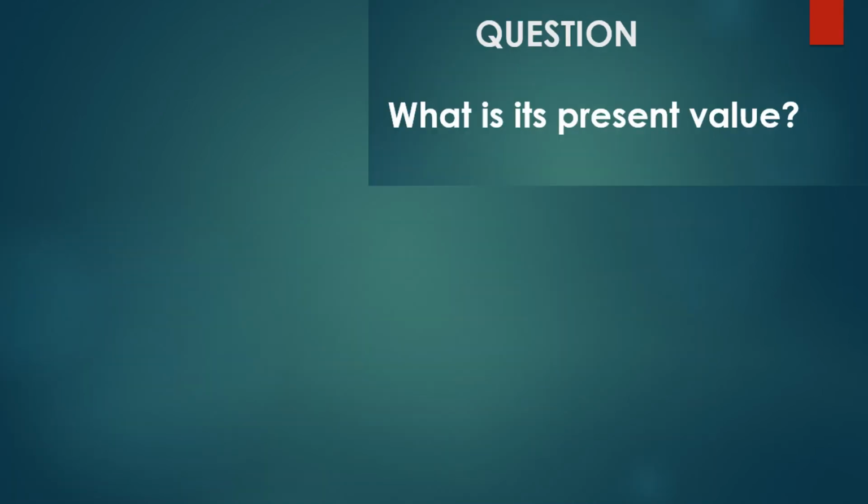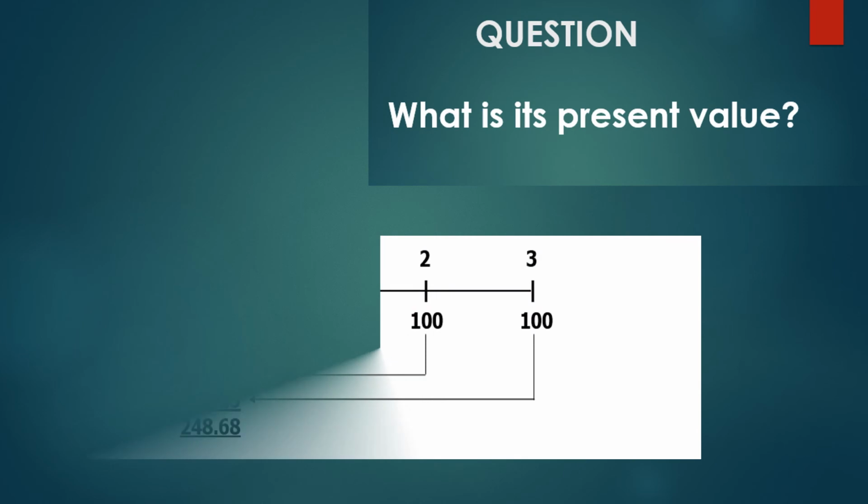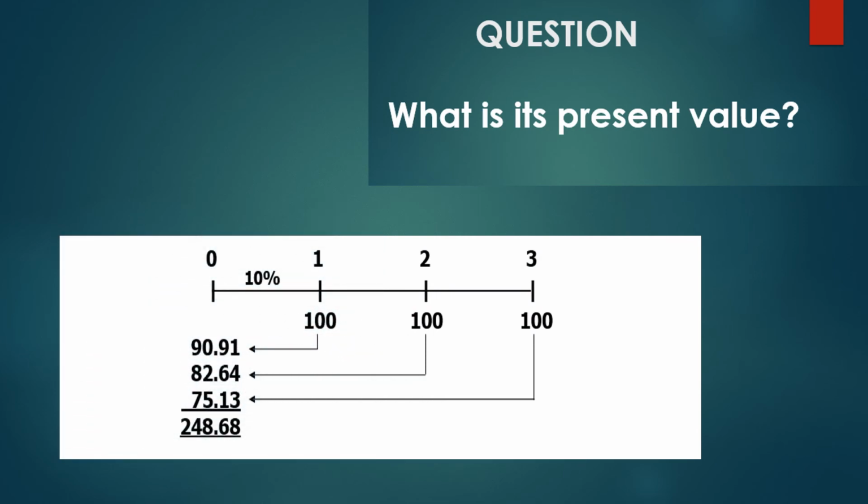Okay, so the question is, what is its present value? So if you will have a 3-year ordinary annuity of $100, what will be its present value today? Okay, so we have this analysis. So we'll just reverse. By reversing, we mean that if future value is equal to P times 1 plus i raised to N, in present value, we just reverse it. We will make it the value divided by 1 plus i raised to N.